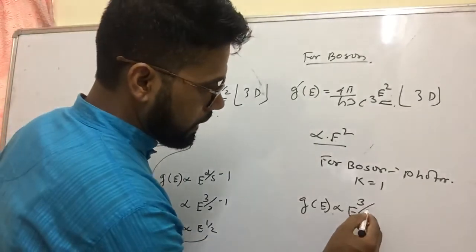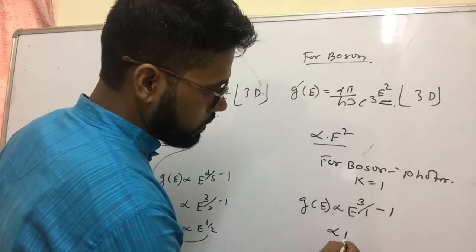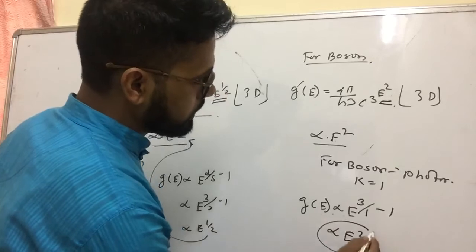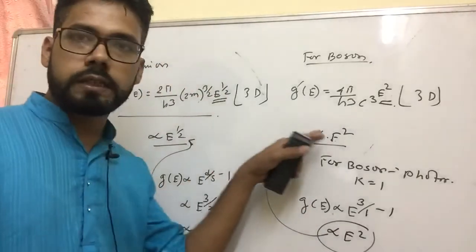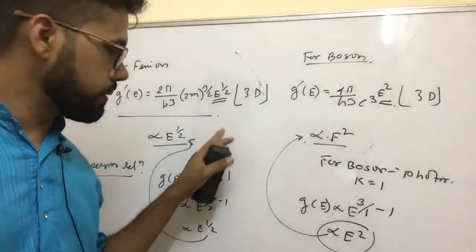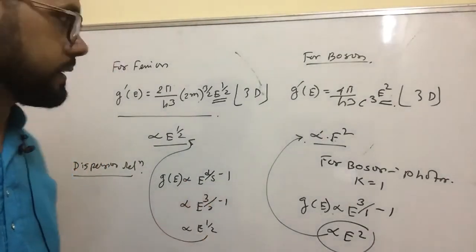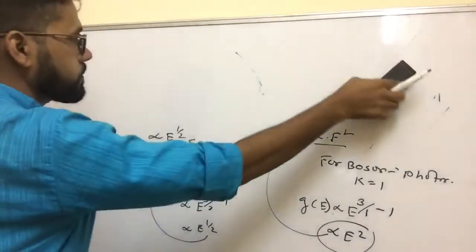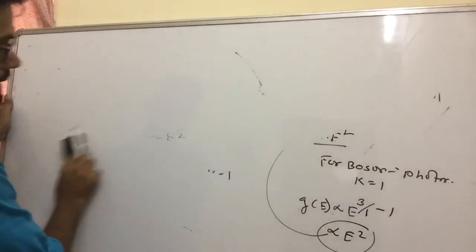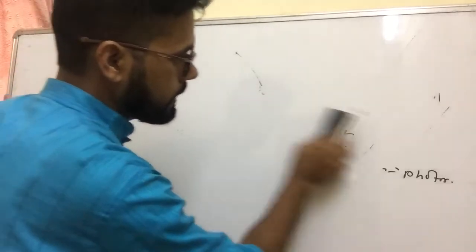Then 3/2 minus 1 gives G proportional to E to the power 1/2. Is it okay? Now, it is the maximum. So instead of remembering both equations independently, you remember the general formula. This is why it is important. Now I am going to explain why the density of state is so important. I will tell you right now.